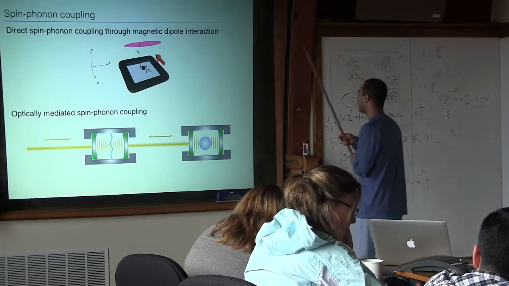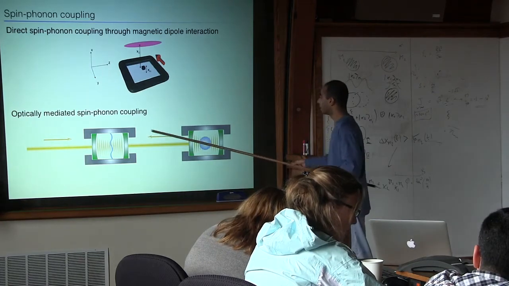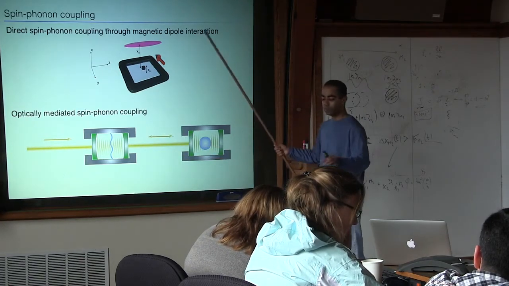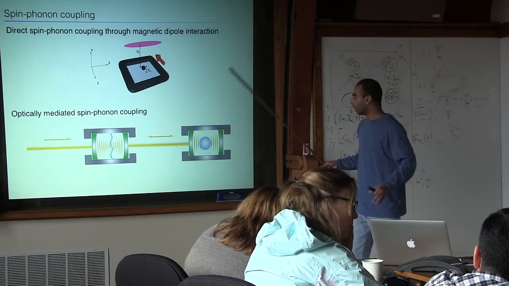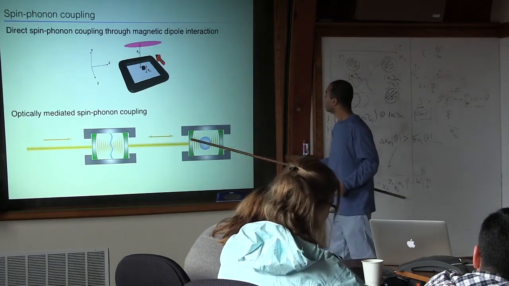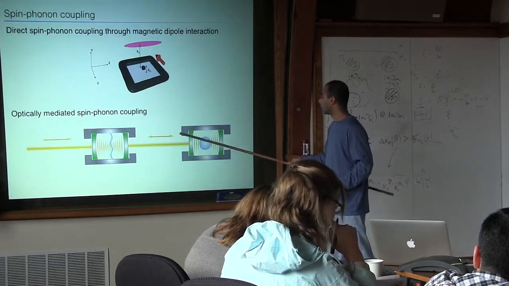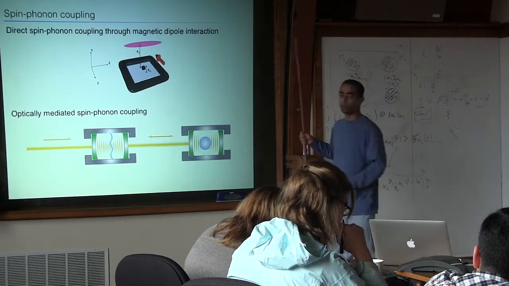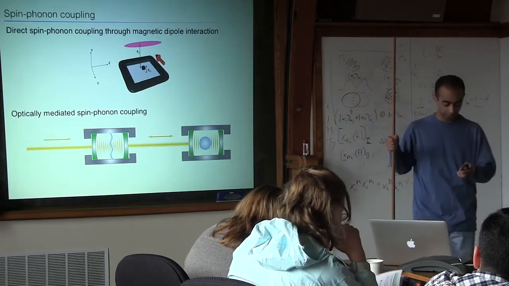How do we envision this kind of system where we have a cavity optomechanical system that's living in one corner of the lab, and then that's coupled to ultra-cold gaseous spins in another corner of the lab through an optical fiber? How would this actually work?